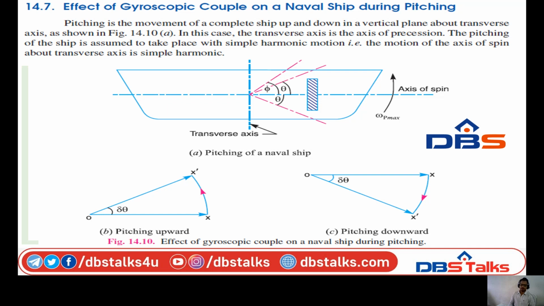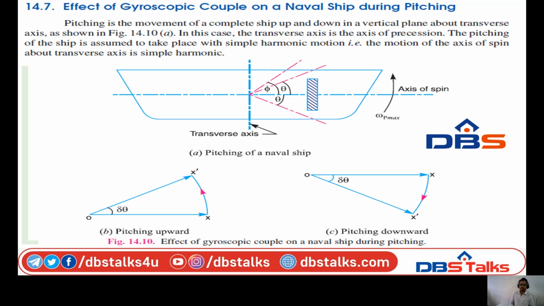So let us find out the gyroscopic couple. Let the couple be C. We know the maximum gyroscopic couple is I omega omega p. We have to find the maximum gyroscopic couple, that is C max is equal to I omega omega p max. When pitching is in the upward direction, the effect of the reactive gyroscopic couple, which is shown in the diagram by OX and OX dash, will try to move the ship towards the starboard.